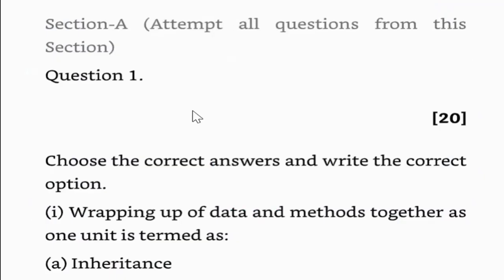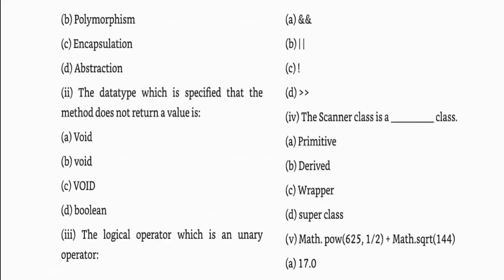Okay, so this is one of the sample papers which we are going to solve in this series. The first question of the sample paper, section A of course, says wrapping up of data and methods together as one unit is termed as inheritance. So wrapping of data cannot be inheritance. Inheritance is basically sharing of properties of one class to another. Polymorphism it cannot be. Polymorphism is overloading, existing in more than one form.